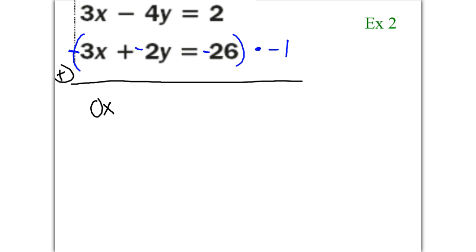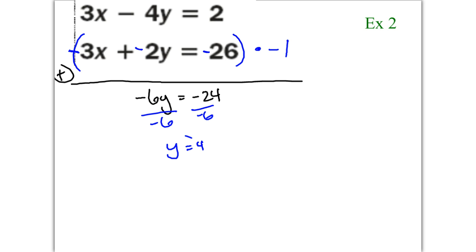And actually, I'm not even going to write that out. -4y and -2y, when we add those together, gives us -6y. And 2 plus -26 is -24. So you can see here that when we solve this, y is 4. We can plug it back into an original equation.